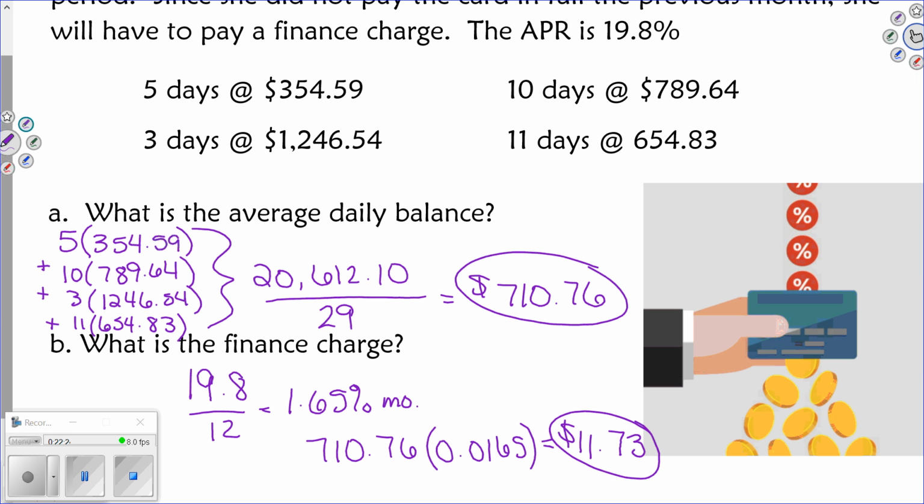$11.73. That's not bad. But she's got a lower balance. She only owes on average $710. That's not terrible. What happens is people get those credit card balances of like $20,000 on them. That's when you get into a world of trouble. That's not a terrible one.